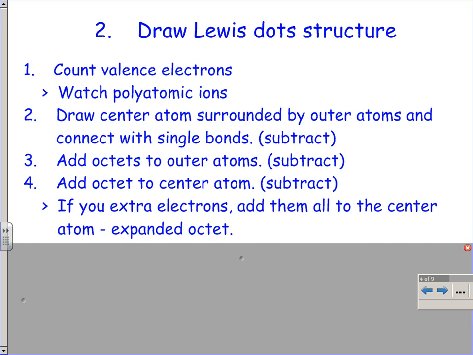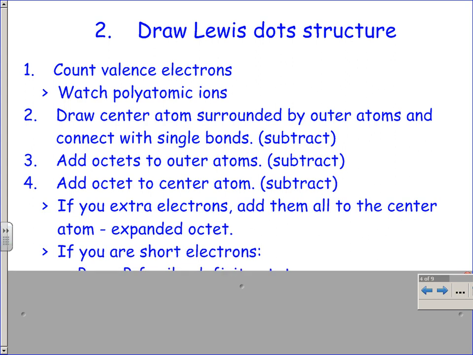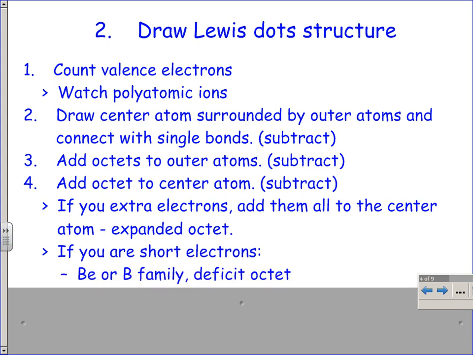So after giving your central atom its full octet, and all of your outside atoms their full octet, if you still have electrons left, they go as electron pairs on the center atom, and what you have is an expanded octet situation. Remember, that would be period 3, p block, and lower can expand the octet. Now, the trickier one is if you're short electrons. First thing you need to ask yourself is, is this beryllium or boron family? Because if that's the case, then you will have a deficit octet situation, and you need to recognize this here.